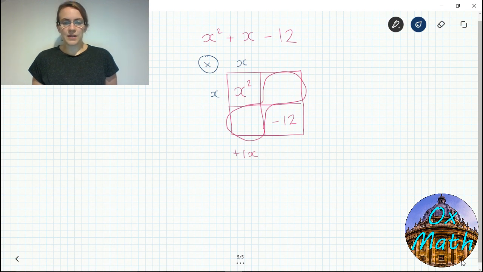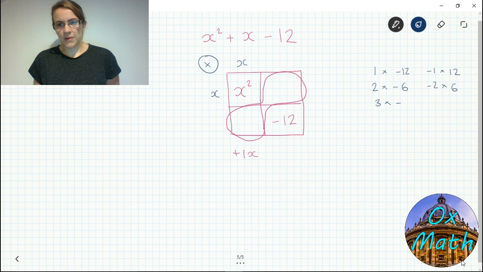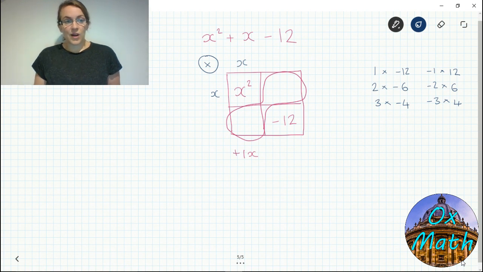Now to get the minus 12, there are a few possibilities. We could have 1 times minus 12, or minus 1 times 12, 2 times minus 6, or minus 2 times 6, 3 times minus 4, or minus 3 times 4. So there are actually 6 different possibilities that could work in this case. Now you could try any of these and just see how it works.